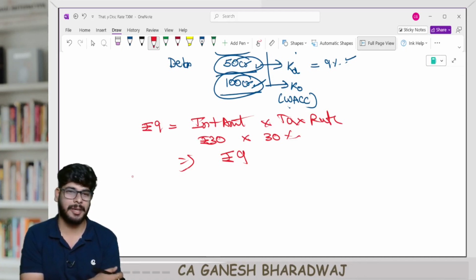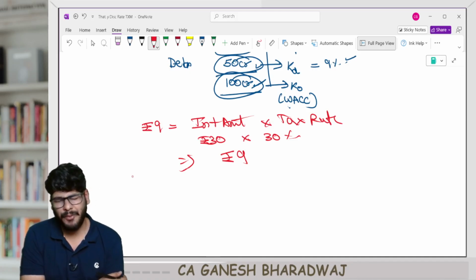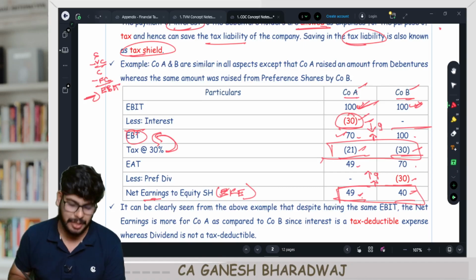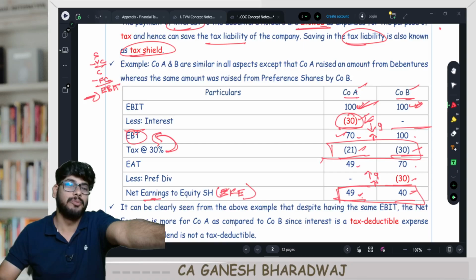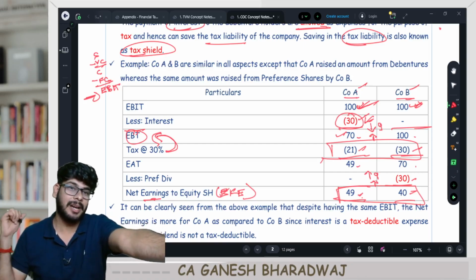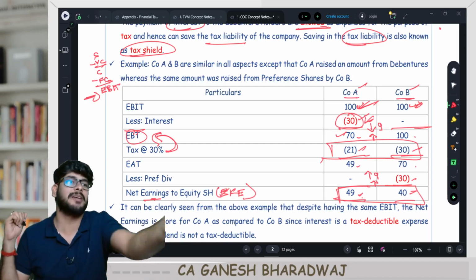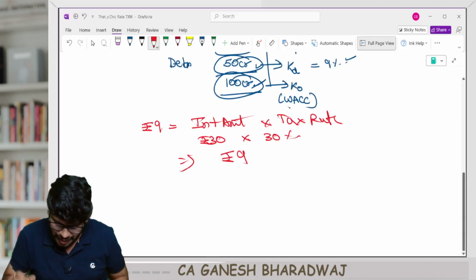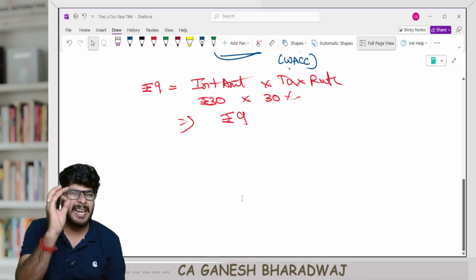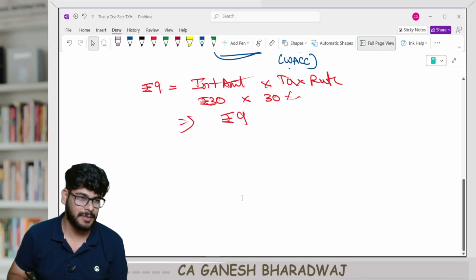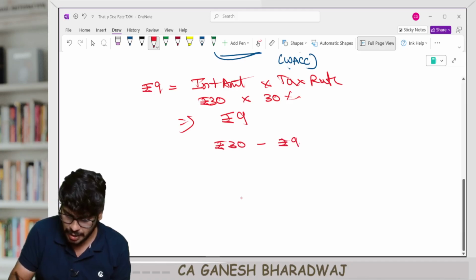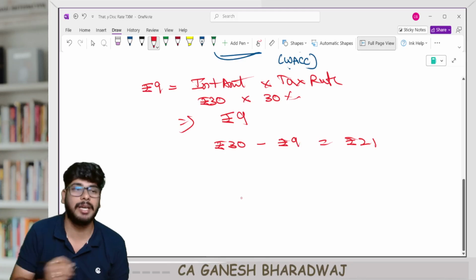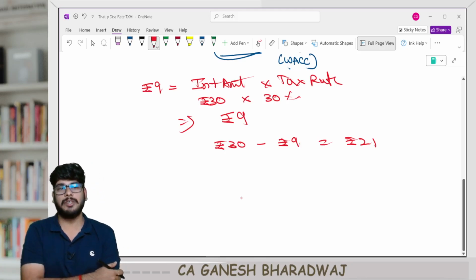Or one more step, can I go and say, effectively, what is my interest cost? I paid 30 to the debenture holders, but parallelly I saved 9 rupees because I paid 30 rupees to them. So effectively, can I say my net effective interest cost is going to be 30 rupees minus 9 rupees, which is equal to 21 rupees? Agreeing with me on this?